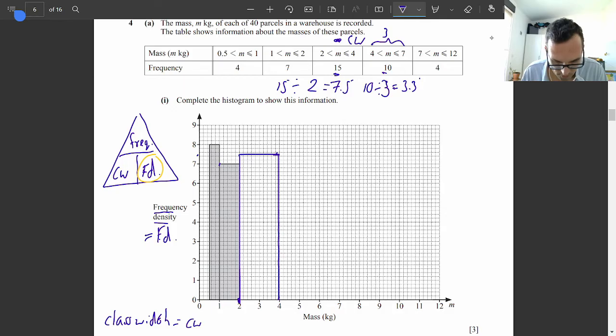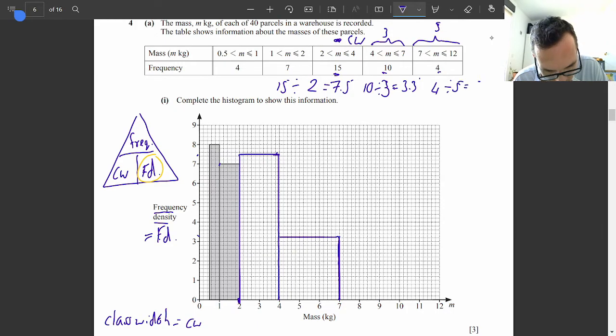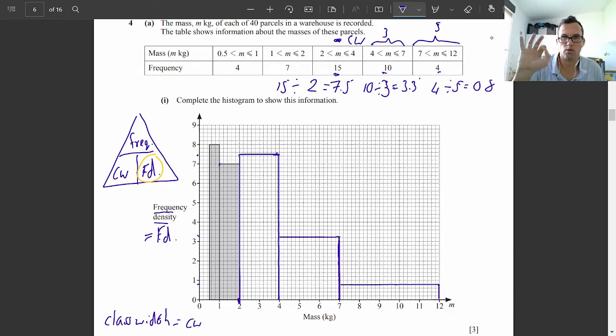So let's have a look. From 4 to 7, we want to go up to 3.3. And the last one there, we've got a class width of 5. The frequency is 4, so 4 divided by 5 gives us 0.8. There. Make sure it looks nice and neat with a ruler and a pencil.